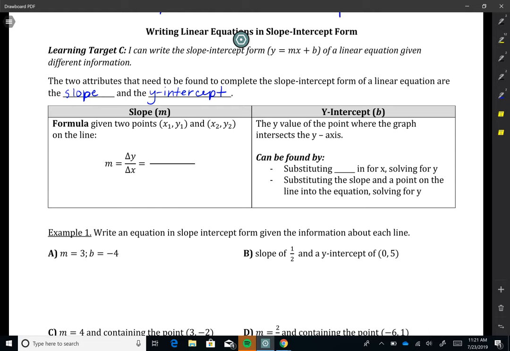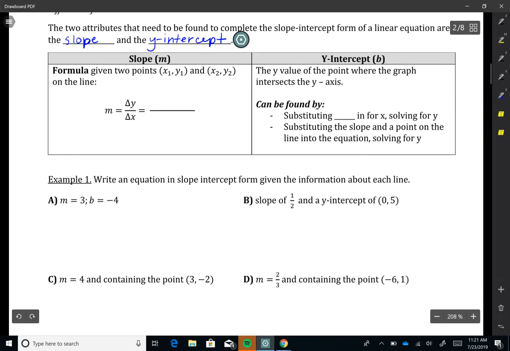Okay, so how can we find those two things if they are not given to us? There's a formula for slope, which we use the letter m, as we talked about earlier, to represent. And if we are given 2 points, which we will label as x1, y1, and x2, y2 on a line, the slope is the change in y over the change in x. Now that's what this little triangle right here means. That little triangle is actually the Greek letter delta. So it's like delta y over delta x, and that means change in.